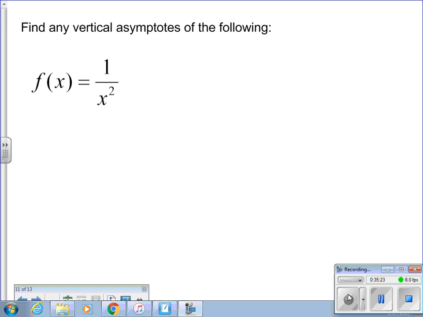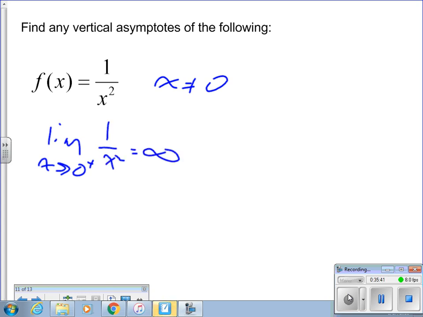In the interest of time, we'll do this one fairly quickly. X cannot equal 0, so that is where I'm going to look for my asymptotes. Okay, so I take the limit as x approaches 0 from the right of 1 over x squared, and that would be positive infinity. And if I do the limit as x approaches 0 from the left of 1 over x squared, I also get positive infinity because I'm squaring it. So it's always positive.